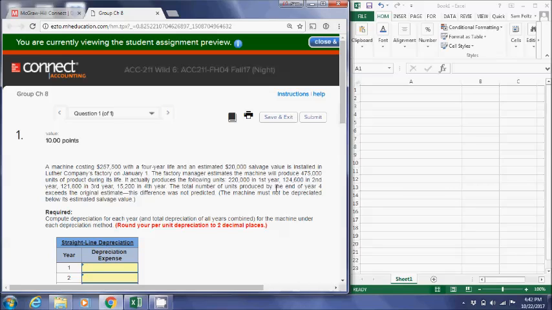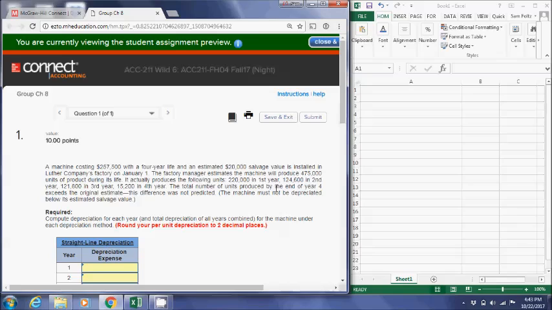Hello everyone. I want to take a look at Group Chapter 8. In Chapter 8 of the course we are talking about depreciation methods, in particular for fixed assets or property, plant, and equipment. So you'll see that I've opened up Excel over on the right. That'll help us out with our calculations again.